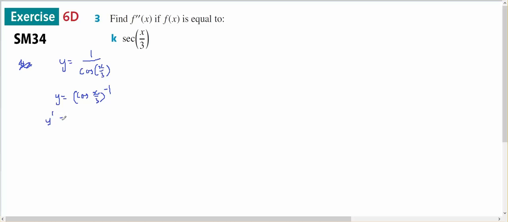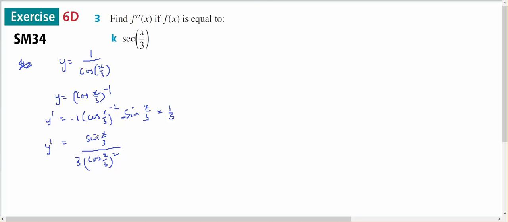Which means y dash will equal negative 1 cos x on 3 to the negative 2. The derivative of the inside is sine x on 3 negative, and then times by 1/3, because the derivative of the inside of the sine is 1/3. So that leaves me with negative times negative gives positive, so sine of x on 3 over 3 cos of x on 3 squared. That's what y dash is.